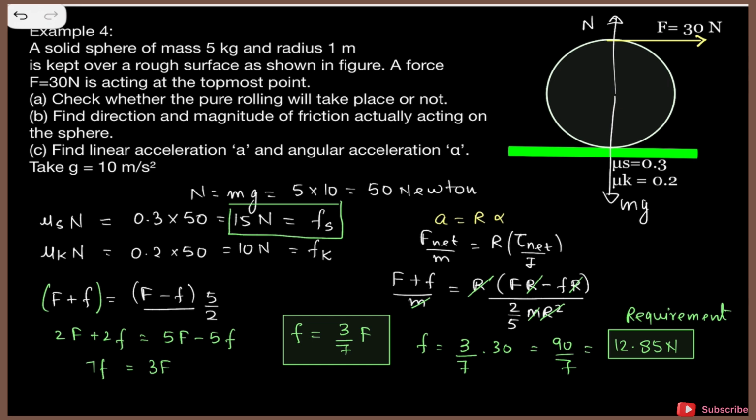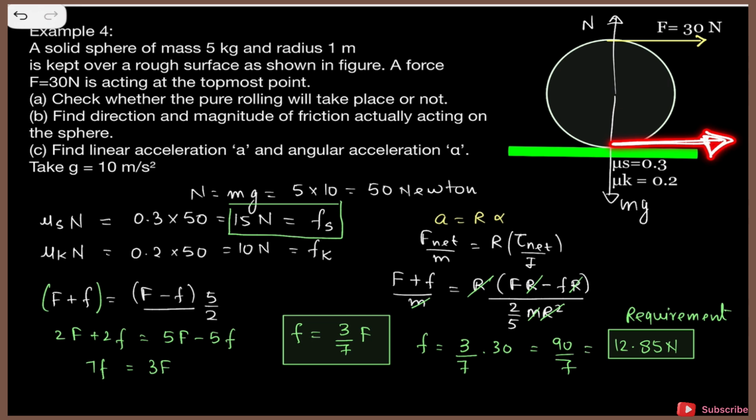So the first step is saying check whether the pure rolling will take place or not, and by this calculation you can say that yes, the pure rolling will take place because friction is sufficient for accelerated pure rolling to take place. Second step, it is saying find the direction and magnitude of friction. So this is the magnitude of friction which is required, and yes, it comes out to be a positive value. So it means the direction will be in this direction.